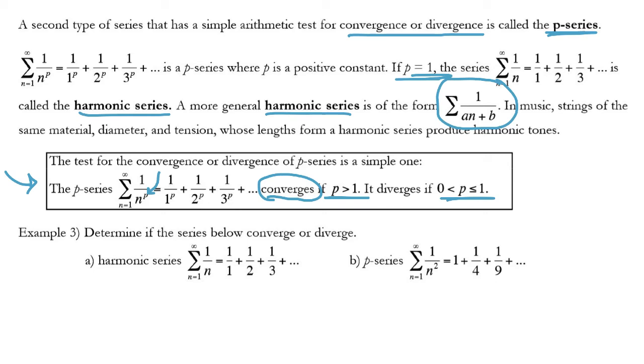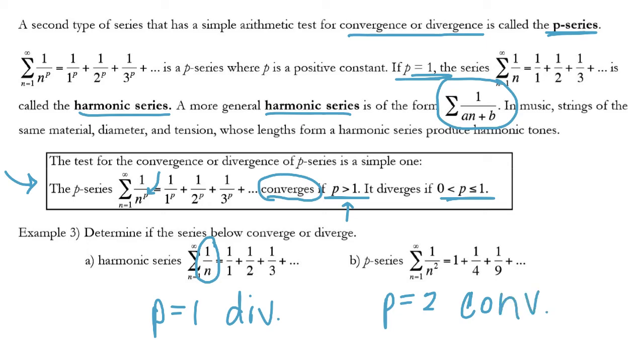So looking at our example 3, the harmonic series here, notice we're looking at 1 over n. And notice here our p-value is 1, so this series would diverge. Over here, p is 2, and that means p is greater than 1, so I have that my series converges. And it is really that simple.